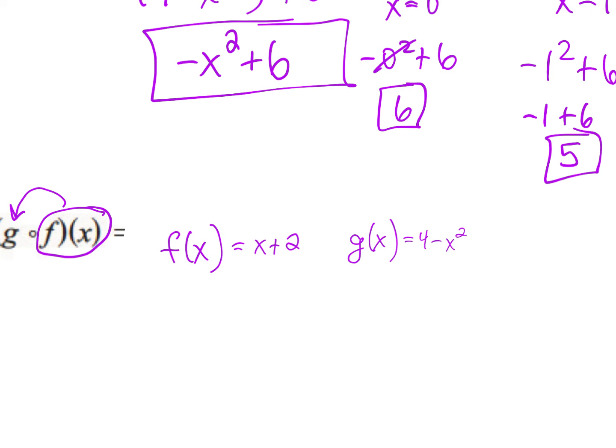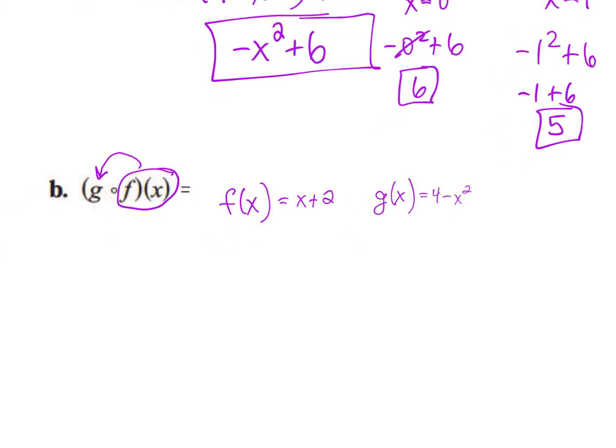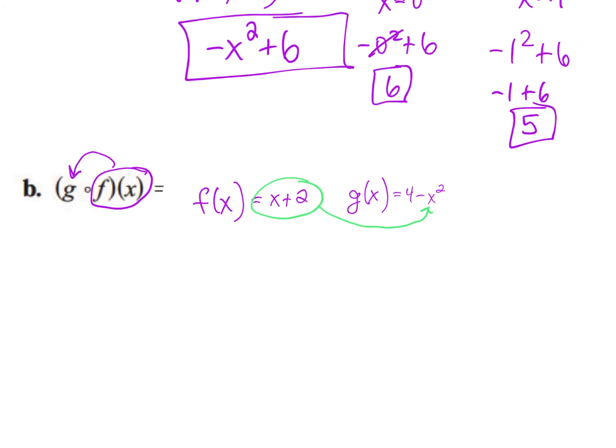So keep yourself organized. Circle, draw yourself a picture. Take the f function, and I'm plugging it in right there just for the x. Nothing else is changing in that g function. I'm just replacing the x with the value x plus 2. So rewrite it. You have 4 minus, instead of x, what are we plugging in? X plus 2, good. And then it's squared, right?